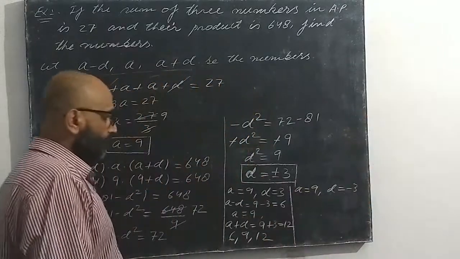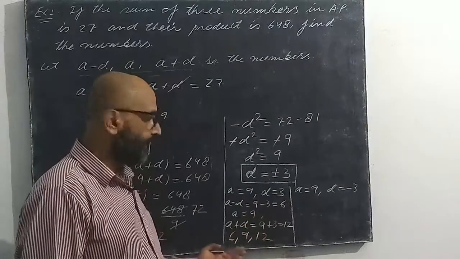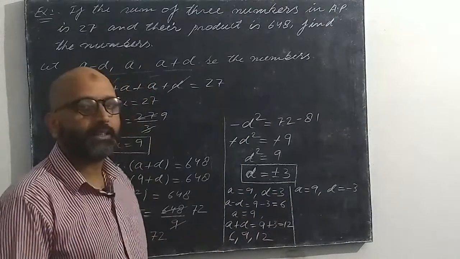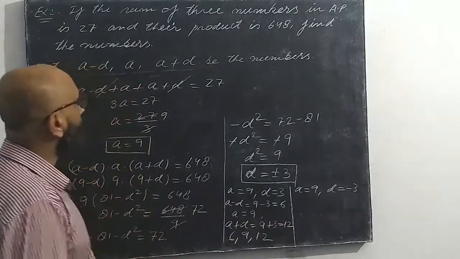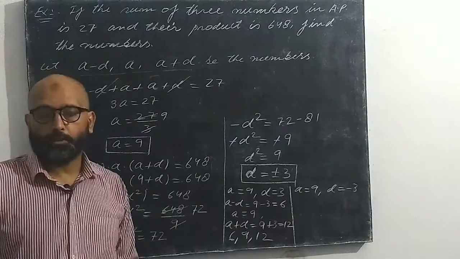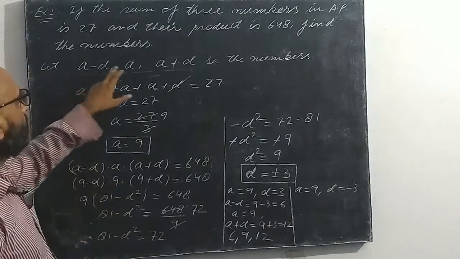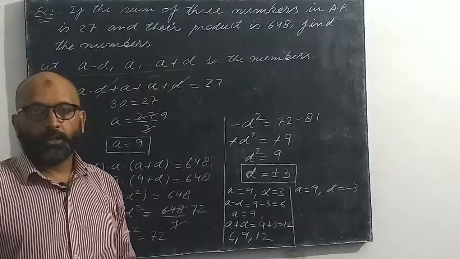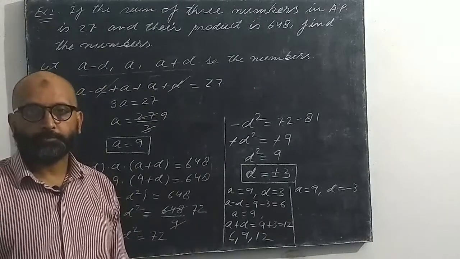Or a is equal to 9 and d is equal to minus 3. So the sequence will change simply. We get the first number as 12, second number is 9, and the third number is 6. So ultimately the three required numbers are 6, 9, 12 or 12, 9, 6. So this is the way to solve this type of word problems in which only three numbers in AP are considered. So always remember these three numbers should be assumed.